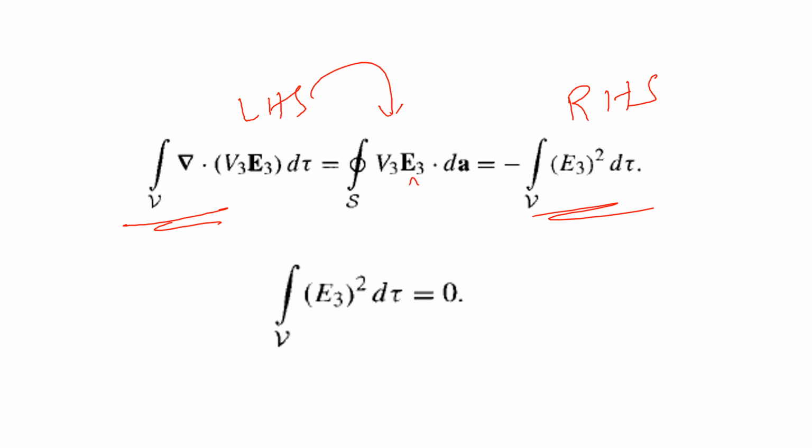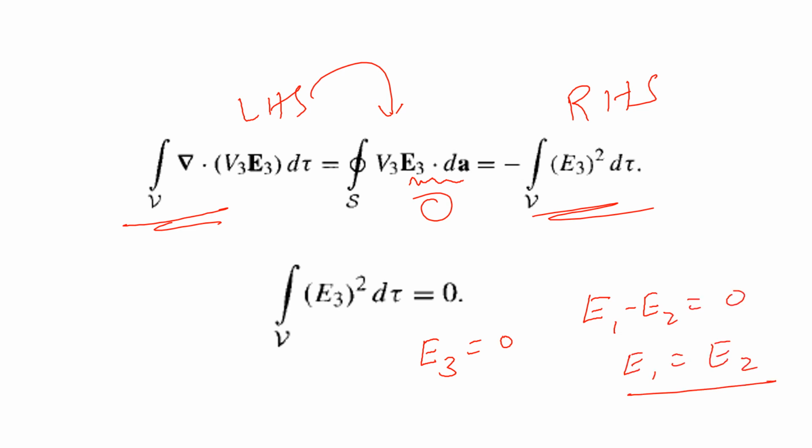And what is this E3 dot dA? We already know that it is 0, so this term becomes 0. That shows the integral of E3 square d tau over the volume is equal to 0. So this shows that E3 is equal to 0. If E3 is equal to 0, we can write E1 minus E2 is equal to 0, that is E1 equal to E2. That shows that there is only one electric field present. If the charges are specifically given, there is only one, a unique electric field, inside the conductor. So hence the second uniqueness theorem is also proved. Thank you, students.